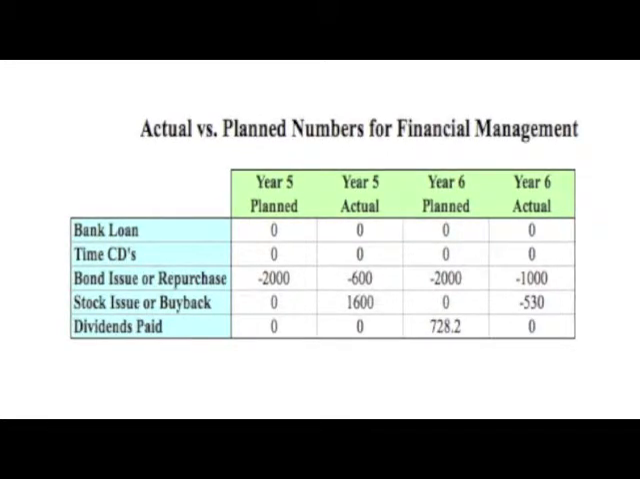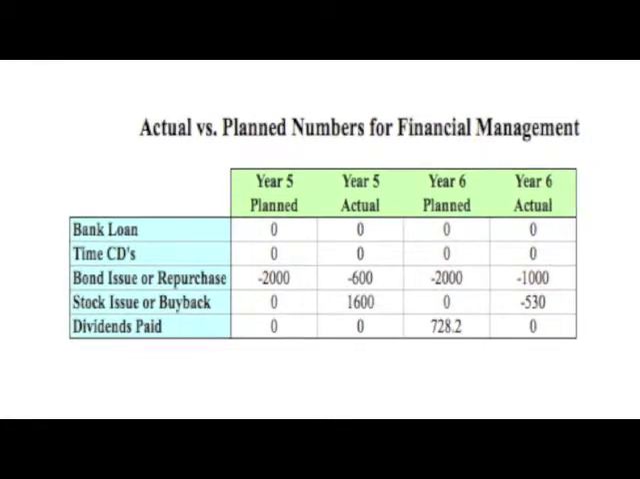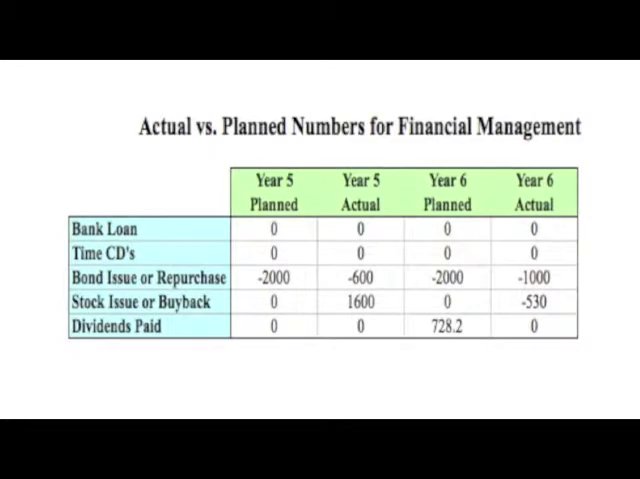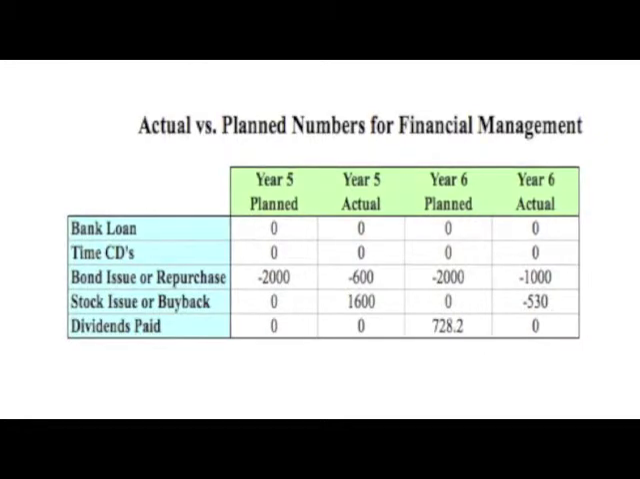Next is actual versus plan for financial management. These are totals for year 5 and 6. We projected that we would not have any bank loans in either year. Time CDs were also 0 for both years. Originally, we planned to repurchase 2,000 bonds in year 5, and we actually only repurchased 600. In year 6, we planned to repurchase 2,000 bonds and only repurchased 1,000.